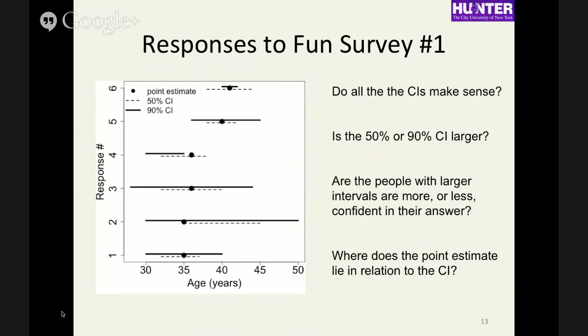Again, in this class, when you're calculating confidence intervals, you're going to take your point estimate, add and subtract the margin of error from it, and it will be symmetric. But in general, there's nothing wrong with having a point estimate that's off-centered.